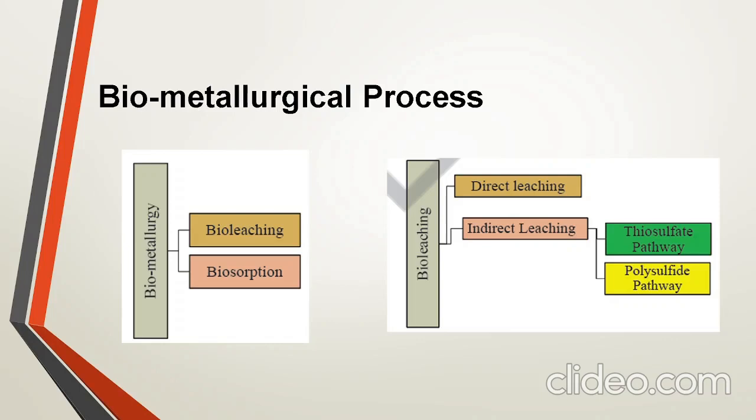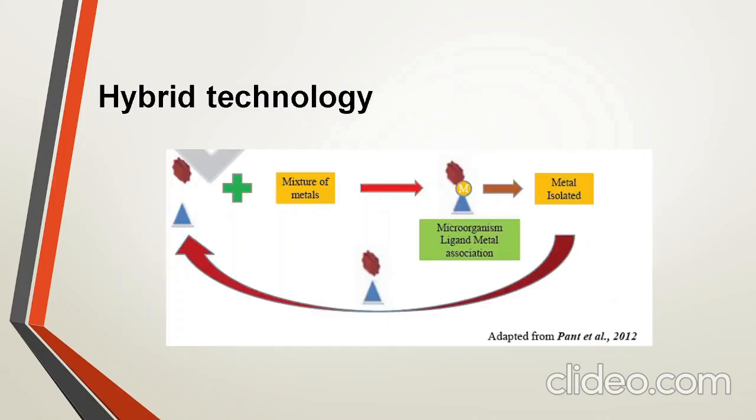We have one more, the biometallurgical processes, where microorganisms serve the same purpose as the chemicals in the other two processes. In biometallurgy, we have bioleaching and biosorption, and bioleaching can be either direct or indirect leaching, using the thiosulfate pathway or polysulfide pathway. This is a hybrid technology where we combine biometallurgy with another method to get the metal recovered.